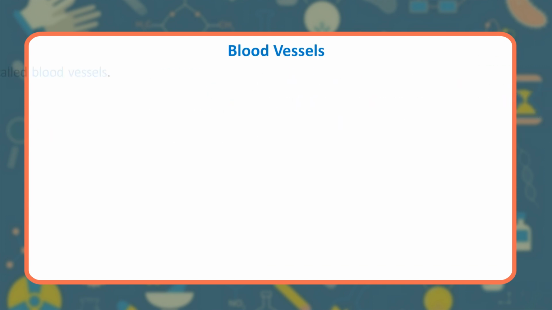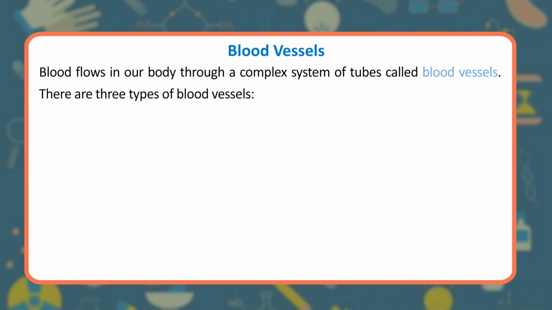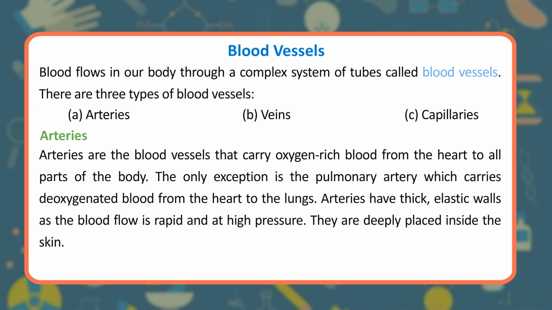Blood vessels. Blood flows in our body through a complex system of tubes called blood vessels. There are 3 types of blood vessels: A. Arteries, B. Veins, C. Capillaries.